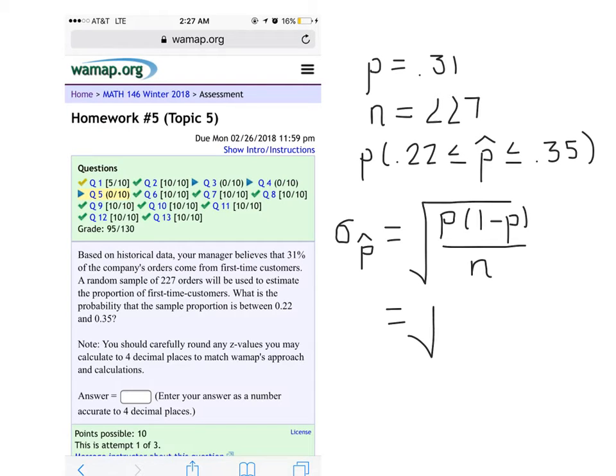So in our case, our true proportion they claim is 0.31. 1 minus 0.31 would be 0.69, and our sample size was equivalent to 227 orders. And we get a standard deviation of 0.2763.